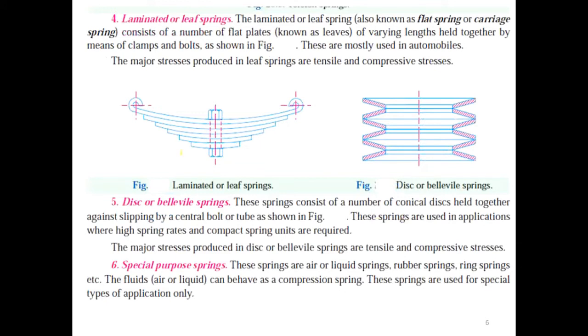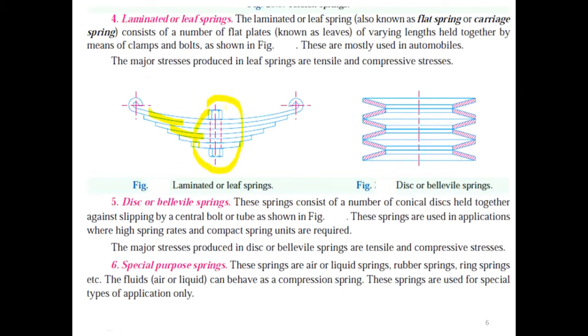Then another is a heavy duty spring, basically called the laminated leaf spring. The laminated leaf spring is also called the flat spring or the carriage spring. It consists of a number of flat plates, so these are the flat plates 1, 2, 3, 4, of varying length, held together by means of clamp bolts as shown in the figure.